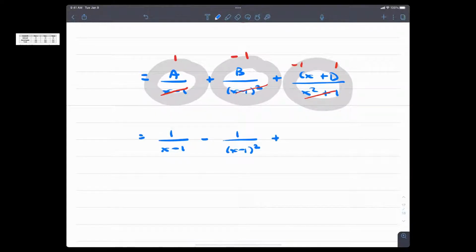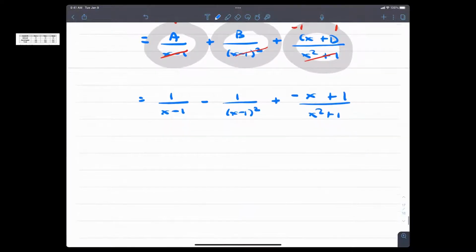I'm going to say plus a minus x plus 1 over x squared plus 1. Now you can factor out that negative 1. Okay, so you have 1 over x minus 1 minus 1 over x minus 1 squared, and that's going to be 1 over x minus 1 over x squared plus 1, right? You factor out that negative 1 there.